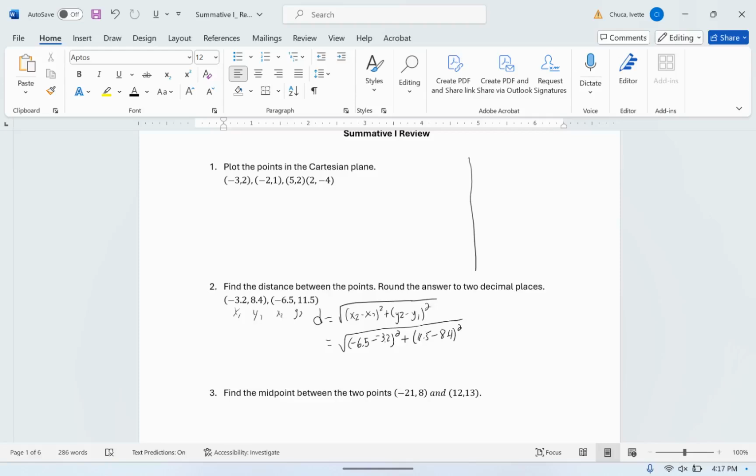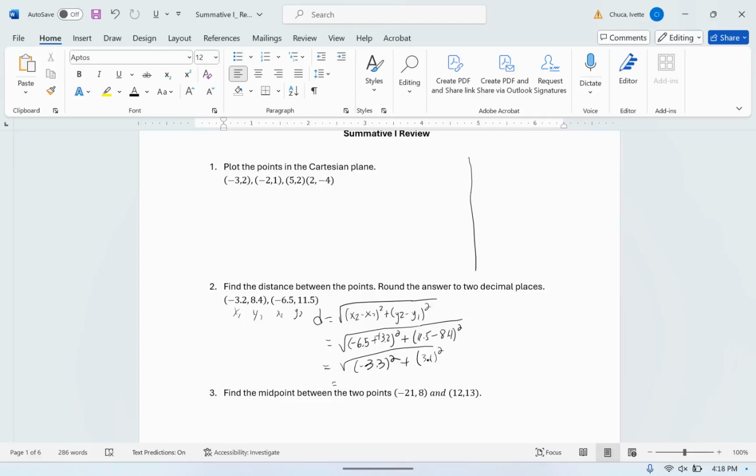So negative is positive. And then we have -6.5 plus 3.2 is -3.3 plus 11.5 minus 8.4. So we get 3.1 squared.